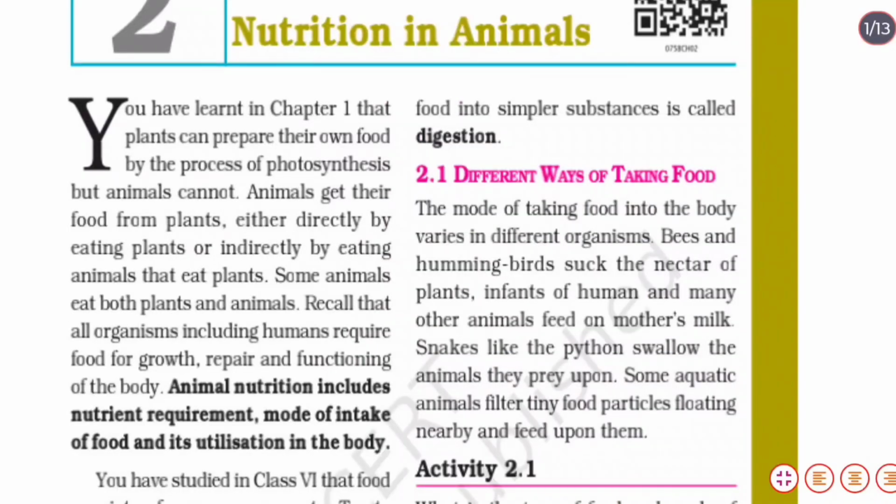Different ways of taking food. The mode of taking food into the body varies in different organisms. Bees and birds suck the nectar of plants. Infants of humans and many other animals feed on mother's milk. Snakes swallow the animal they prey upon. Some aquatic animals filter tiny food particles floating nearby and feed upon them.